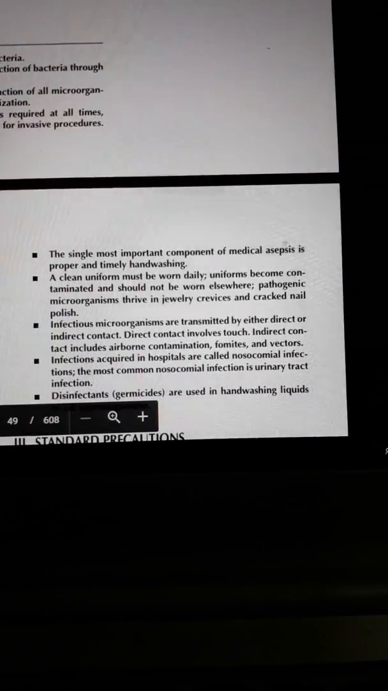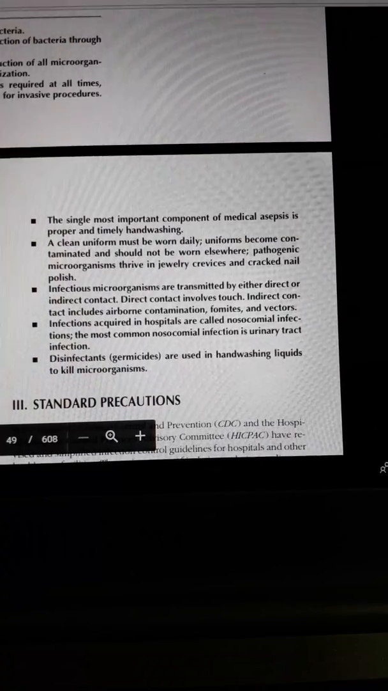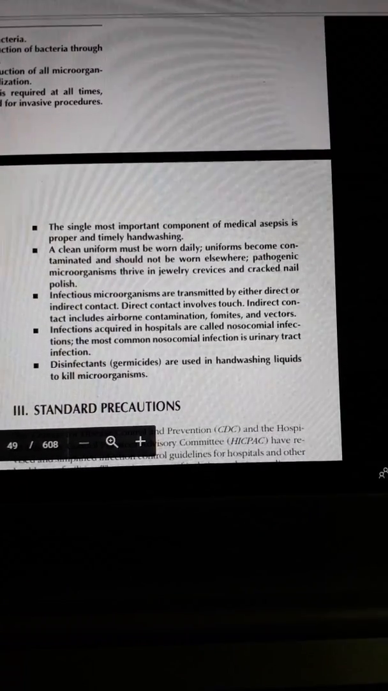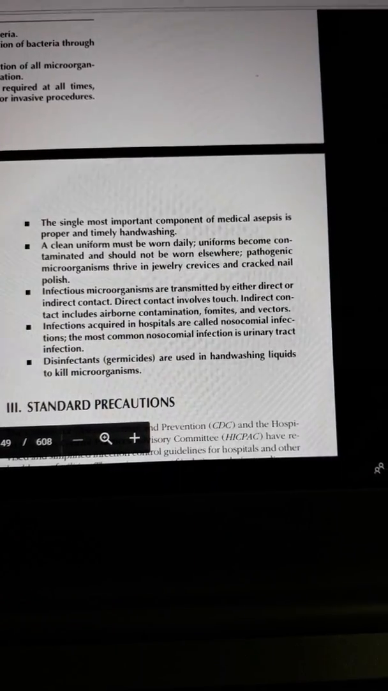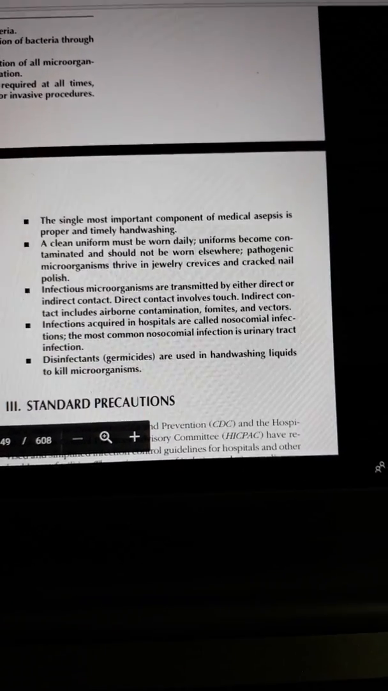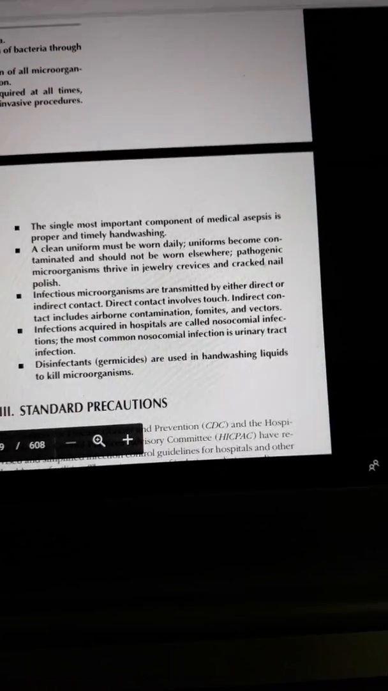Infection acquired in hospital is called nosocomial. Disinfectants are used in hand washing liquid to kill microorganisms.